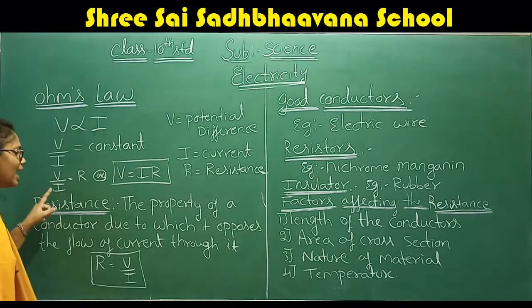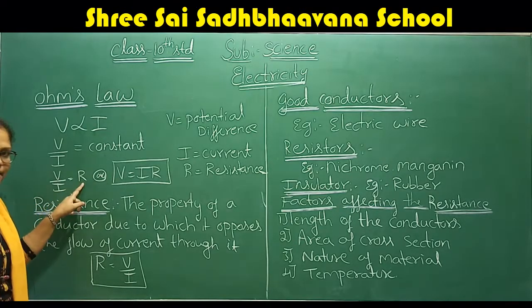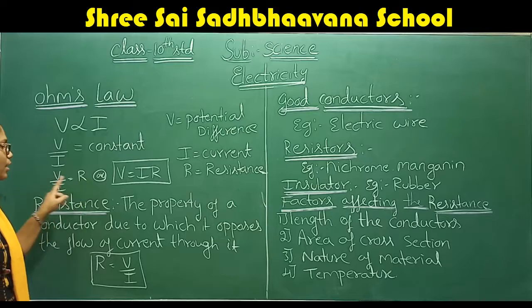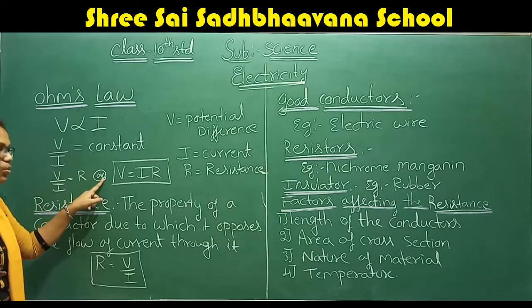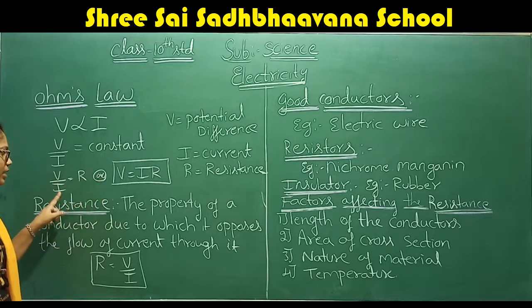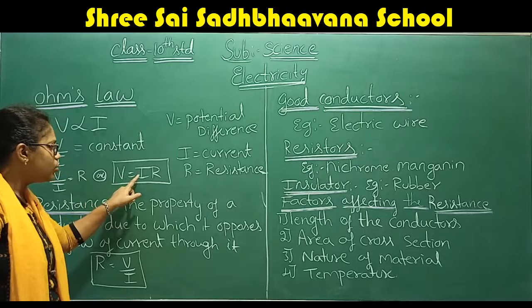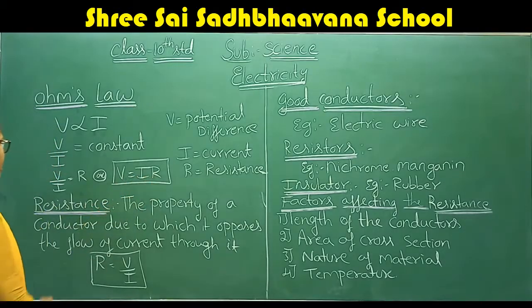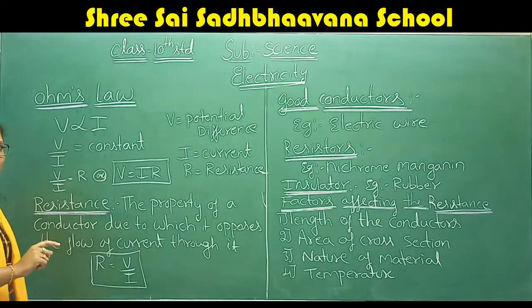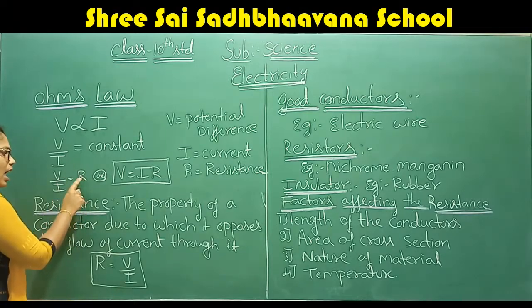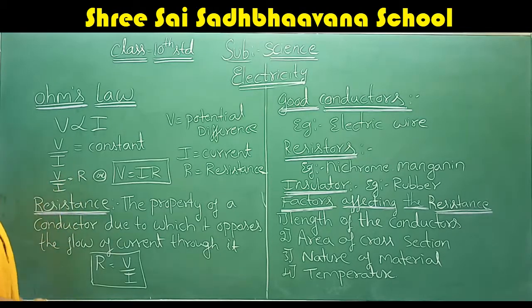Therefore, V by I is equal to R. Otherwise, over R, we can write it by cross multiplication. If you do the cross multiplication, the potential difference V is equal to I R. How do you get that? I into R. V into nothing means 1 is there. Therefore, V into 1, R into I, or I into R.